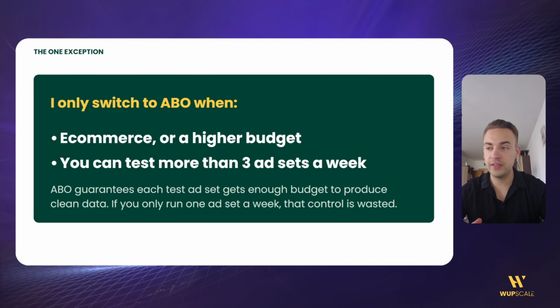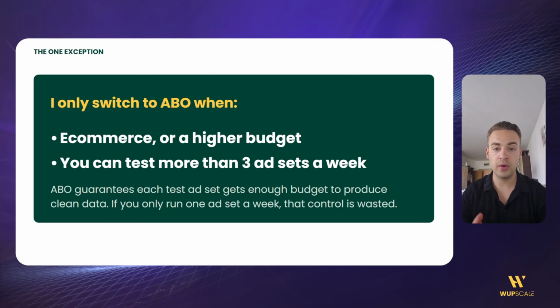ABO guarantees that each test that you run is going to get enough ad spend. So if you run an ad copy test, a concept test, a hook test, let's say this is just 1 week, 3 different ad sets, you need to control the data and you need to control the spend, because you have to make sure all of these tests are getting spent. Because you have to test new ad copies for the future round of tests, you have to test new hooks for your next round of video ads.